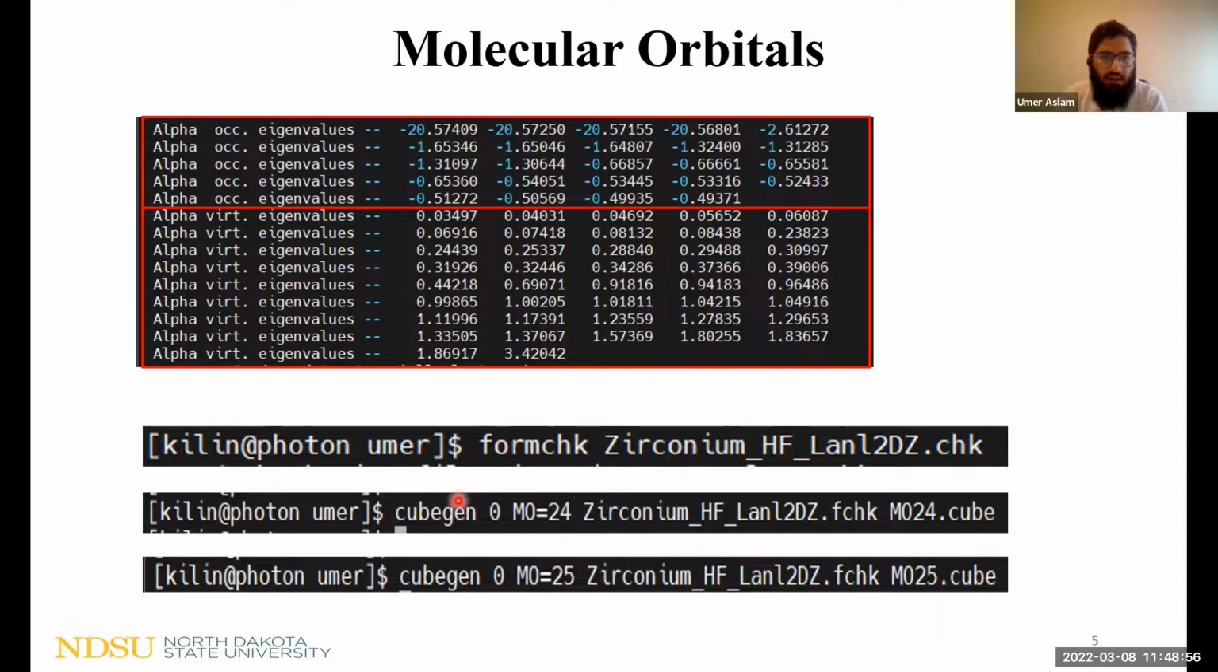And secondly, we put a cubegen command for converting that formchk file into .cube. So we calculated all those occupied orbitals, that was 24 in our case. And after that, we have also built another cube file by adding one unoccupied orbital, or we can say the LUMO, so that we can make a comparison between the HOMO and the LUMO.